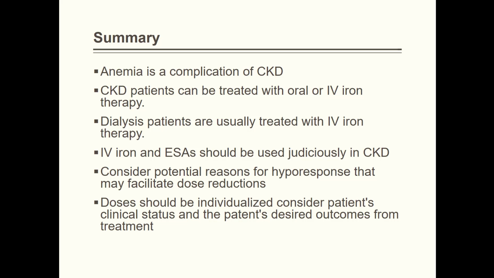Anemia is a complication of CKD. CKD patients can be treated with oral or IV iron therapy. Dialysis patients are usually treated with IV iron therapy. IV iron and ESAs should be used judiciously in patients with CKD. Consider potential reasons for hyporesponse that may facilitate dose reductions. Doses should be individualized. Consider the patient's clinical status and the patient's desired outcome from the treatment.